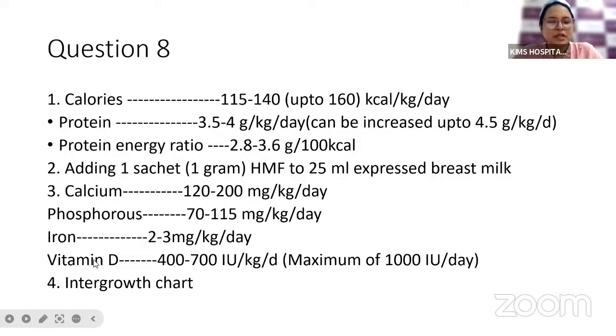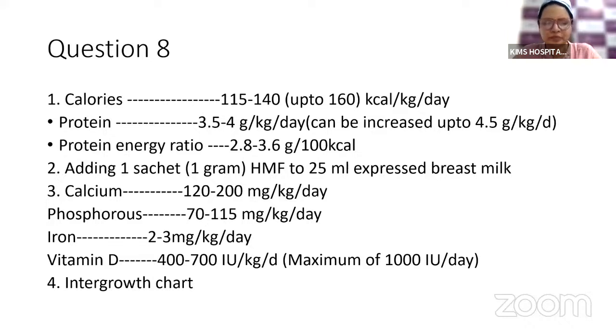The other micronutrient intakes which may be important for all of us to remember will be calcium and phosphorus. This usually goes in the ratio of 2:1 in enteral nutrition. Calcium must be provided at 120 to 200 milligrams per kg per day, and phosphorus at roughly half of this, at 70 to 115 milligrams per kg per day. Iron, 2 to 3 milligram per kg per day is recommended.